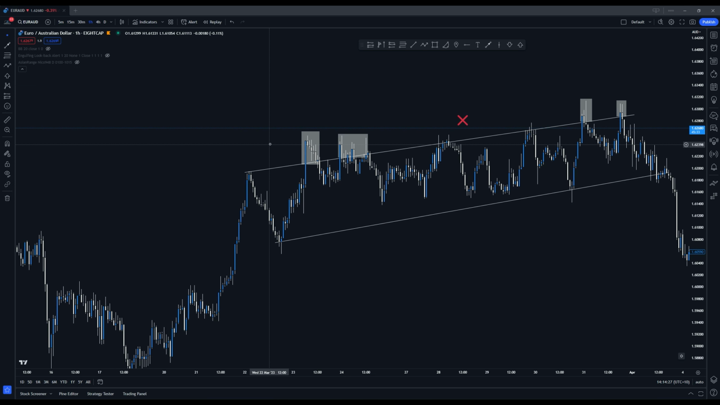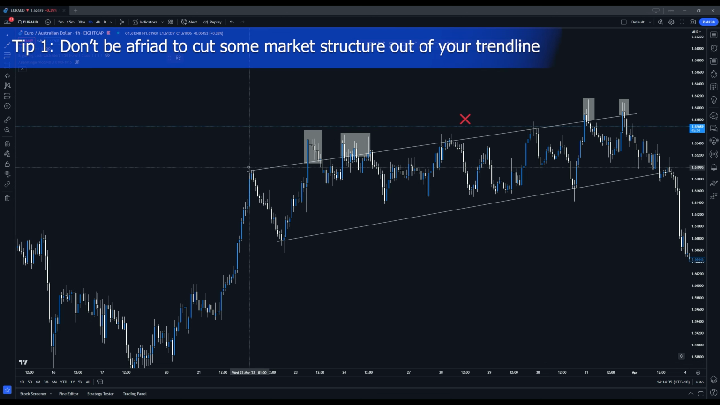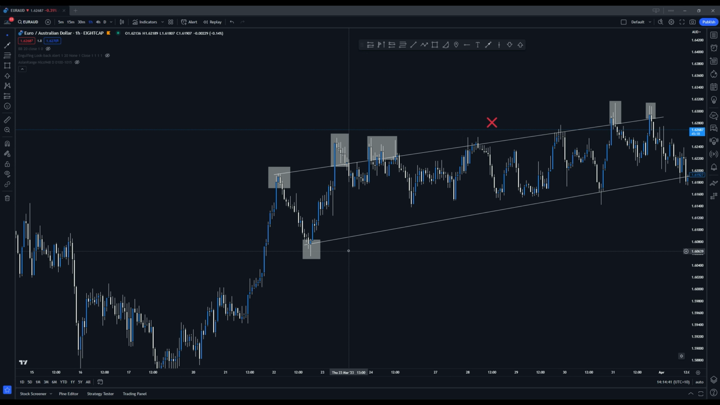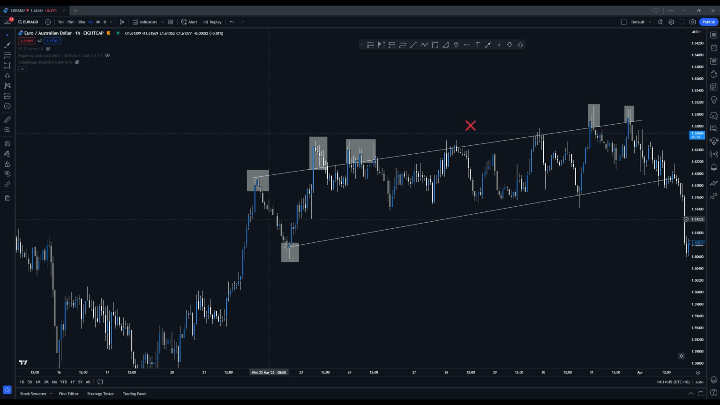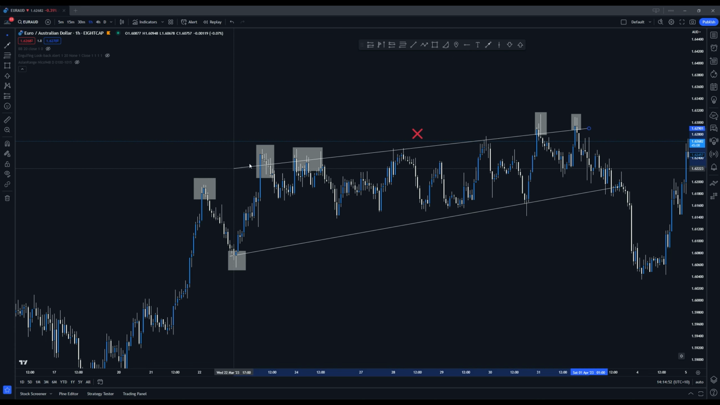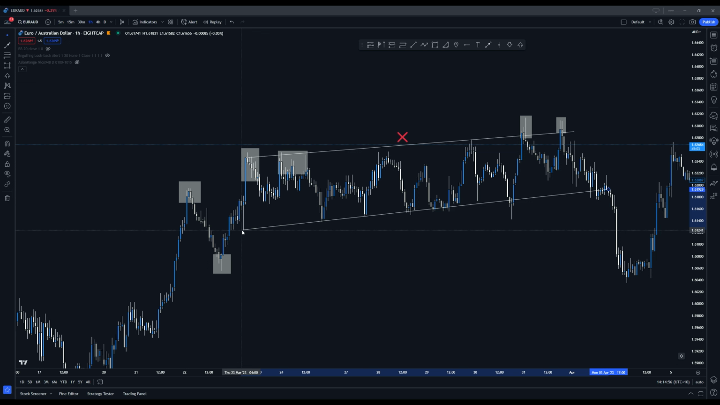Now, the first tip is do not be afraid to cut certain points of the market out of the trend line. And what I mean by that is this area here and this area here, we're going to cut them out. We don't want them. Trying to get these 2 points in this trend line is making that whole trend line completely inaccurate. So a better way to draw it up is to cut those out entirely. Find new points.